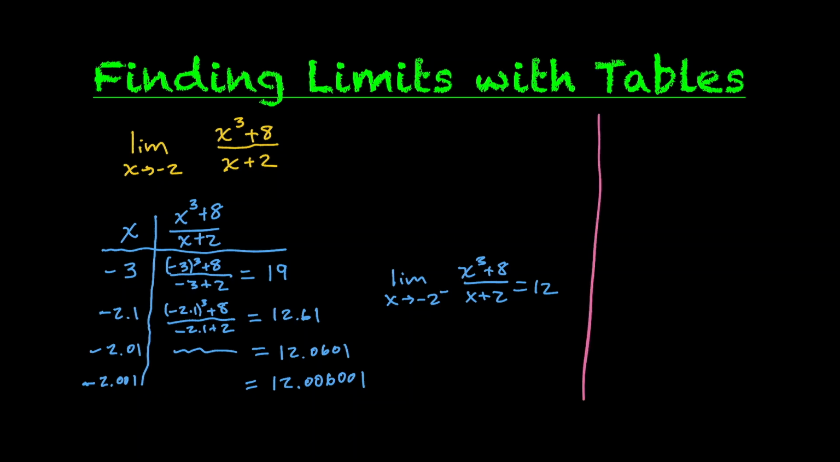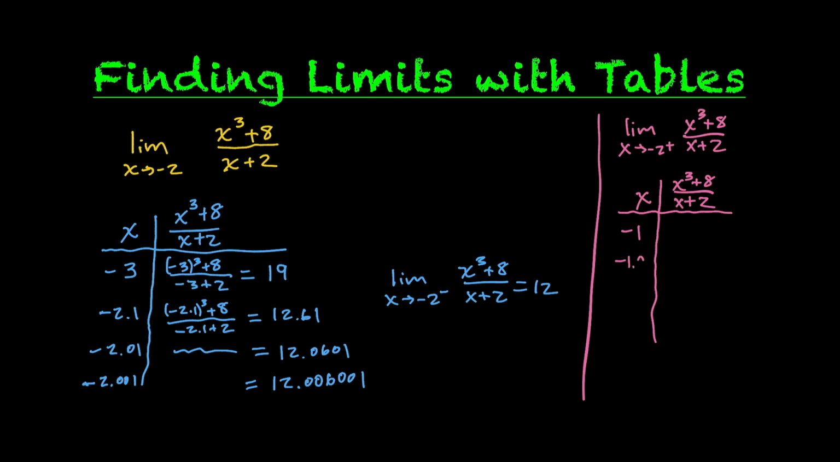So now what we need to do is the limit as x goes to negative 2 from the right side. Same exact function, x cubed plus 8 over x plus 2. And again, we need to make sure that this goes to the same exact value. Well, how do we do this right-sided limit? We do it the same as the left-sided limit, with a table. So we're going to take x's and plug them into our function, x cubed plus 8 over x plus 2. But this time we're going to take numbers to the right of negative 2 on the number line. So numbers like negative 1, negative 1.9, negative 1.999.